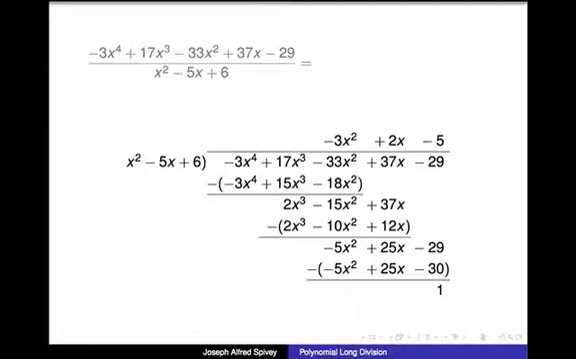Now my long division has to stop here. I can't really divide x squared into 1. There's no x's here for me to divide it into. So this 1 is my remainder. And that concludes this portion of the polynomial long division.